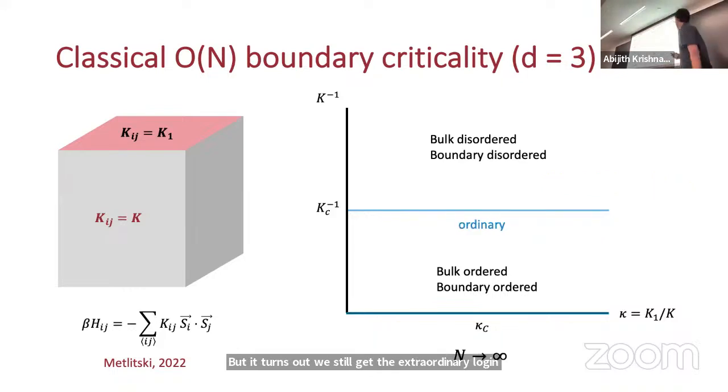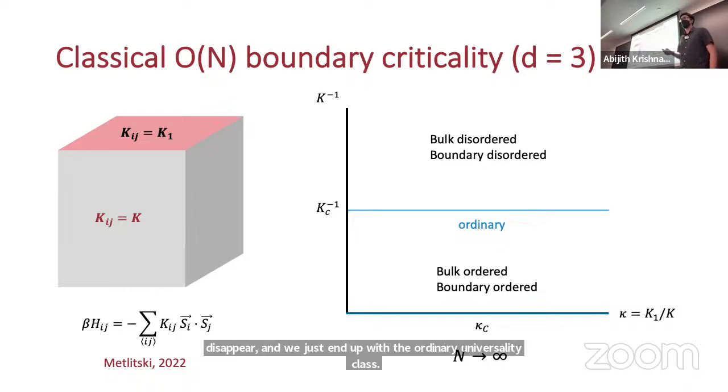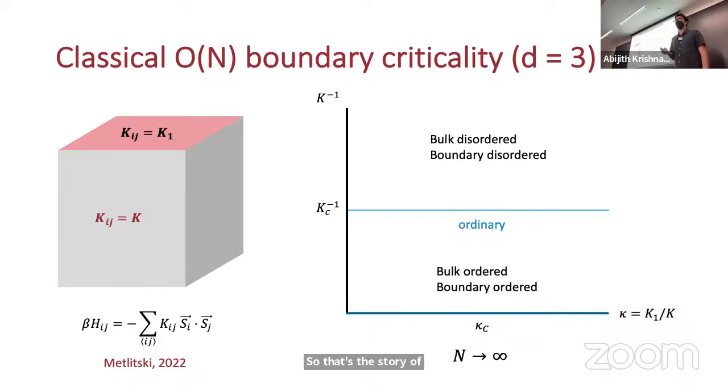Finally, as we take n to infinity, the special and extraordinary log universality classes disappear, and we just end up with the ordinary universality class. So that's the boundary story for the 3D O(N) model.